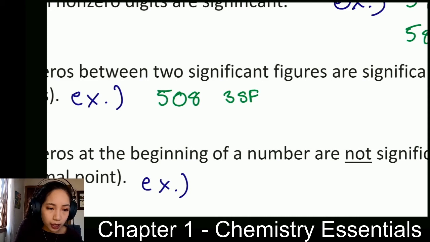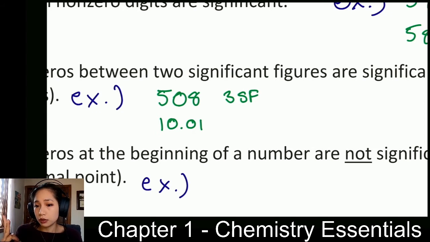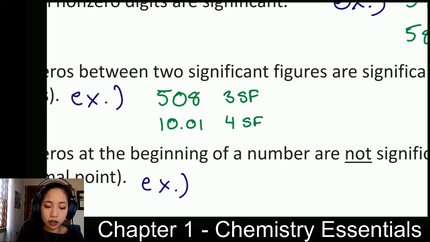Or a number like 10.01. This number, 10.01, actually has two trapped zeros, sandwiched between two non-zero digits, in this case 1. So as written, these trapped zeros are significant as well. If we count the number of digits left to right, 1, 2, 3, 4. As written, 10.01 has 4 significant figures.